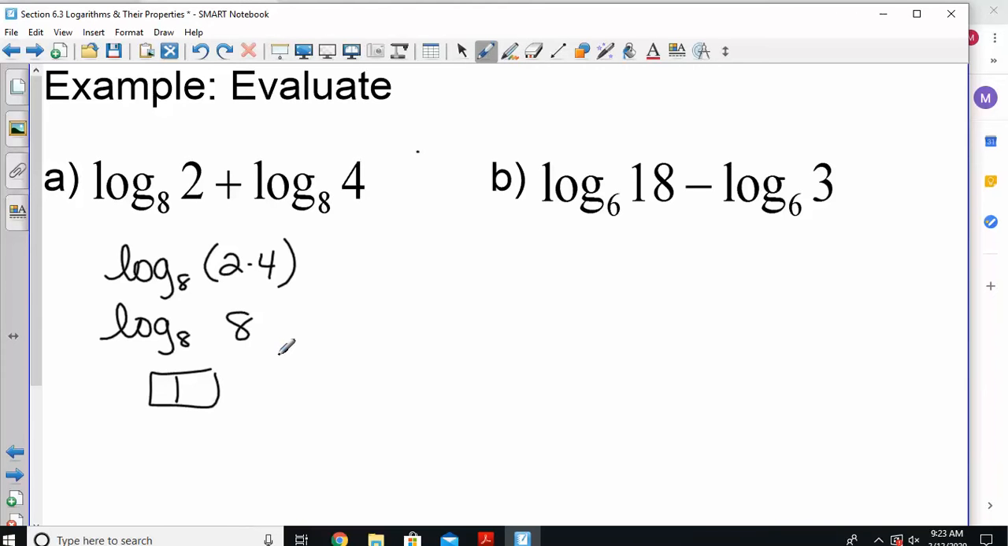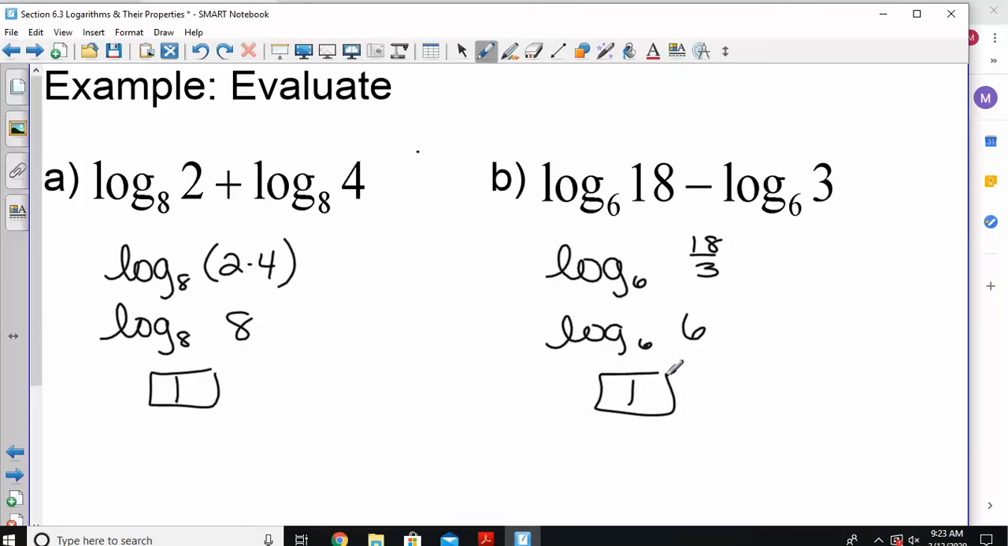B, what would you do with those? Divide them. So that would be log base 6 of 18 divided by 3, or log base 6 of 6, which is, again, 1. So don't forget that you have those properties available to you. I'd like to do one last problem and then I'm done.